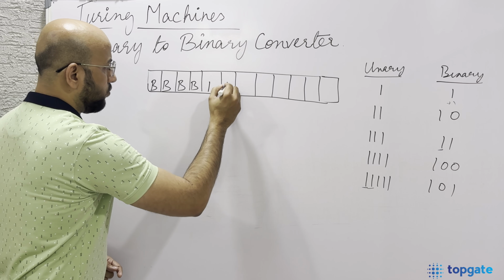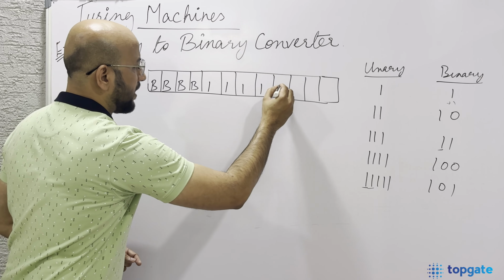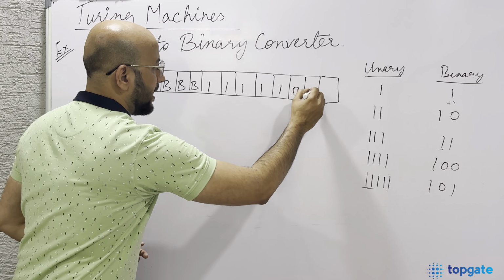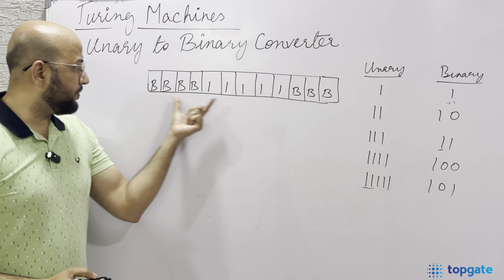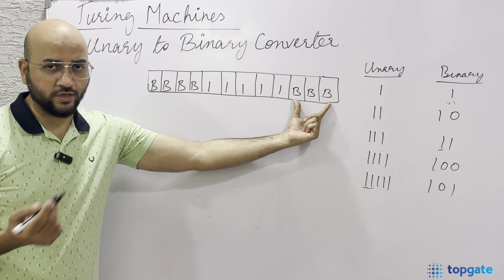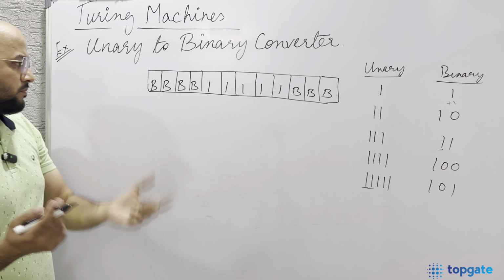That means I'll write ones here. So let's take 5 here. I've written just 5 ones here, and then I'll again add blanks here. Okay, so this is my input side, and this I'm treating as an output side. I can treat this side also as the output side. That means I can write my output here also. But I'm writing on this side, no problem in this one.